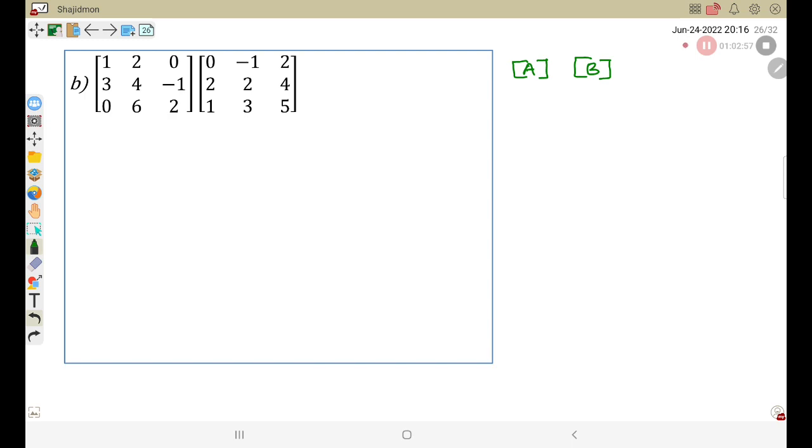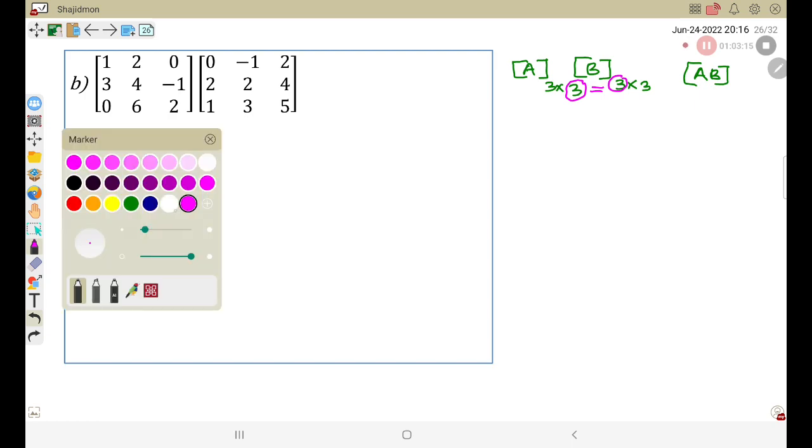What is the matrix A order? 3 rows and 3 columns, 3 by 3. Second also 3 by 3. So can we multiply AB? Yes. Why yes? Because the second number of the first matrix is the same as the first number of the second. Correct? Both are same. So what will be the order of the answer matrix?